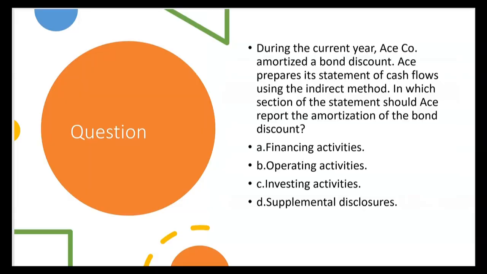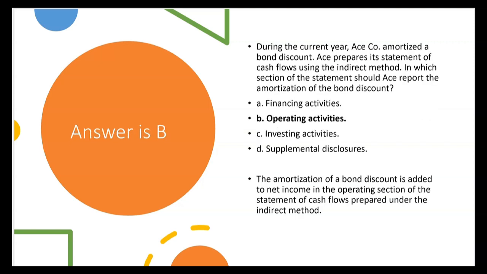How about this one? During the current year, ACE Company amortized the bond discount. ACE prepares its statement of cash flows using the indirect method. In which section of the statement should ACE report the amortization of the bond discount? It would be in the operating activities section. We'd add it back to net income. So the answer is B. The amortization of a bond discount is added to net income in the operating section of the statement of cash flows prepared under the indirect method.